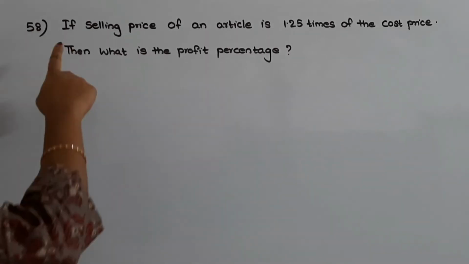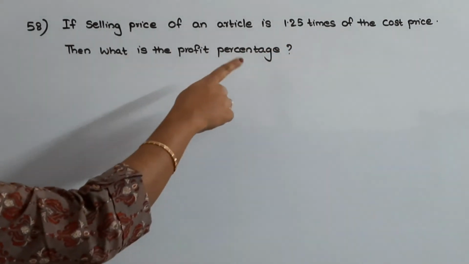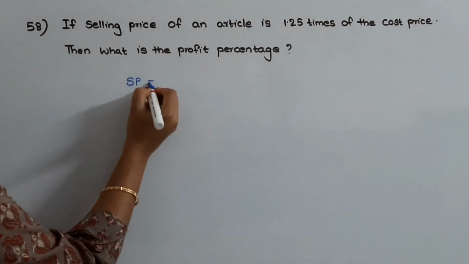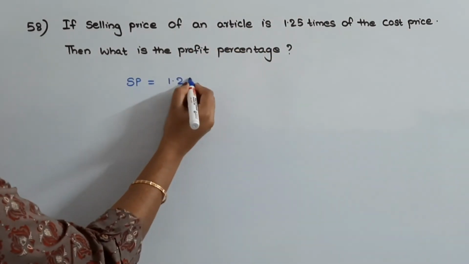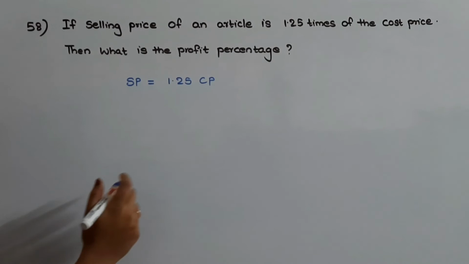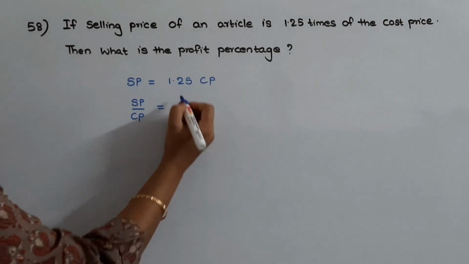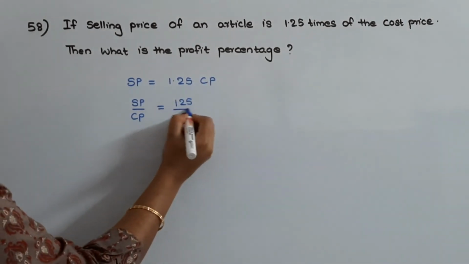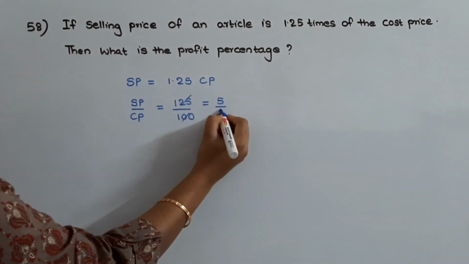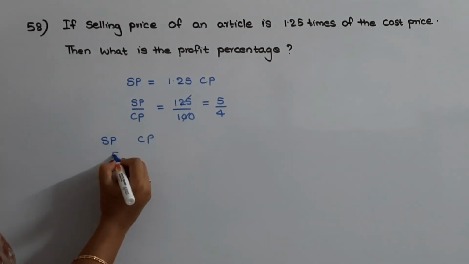The next question is, if selling price of an article is 1.25 times of the cost price, then what is the profit percentage? So in this question, they are telling that selling price of the article is equal to 1.25 times the cost price. Okay. So from this, we can find out the ratio of the selling price and cost price. So selling price by cost price will be equal to 1.25, or we can write it as 125 by 100. Okay. So on simplifying, we will get this as 5 by 4. So the ratio of the selling price and cost price will be equal to 5:4.